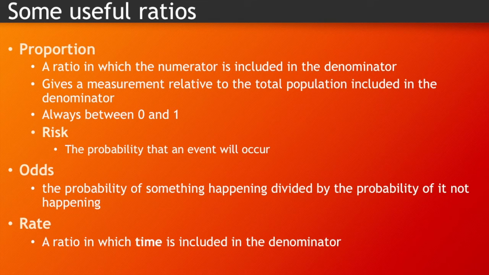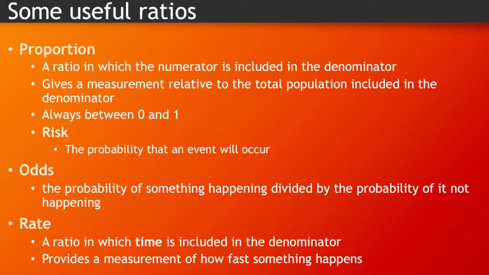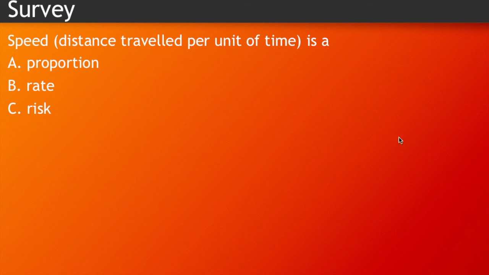And a rate is a ratio in which time is included in the denominator and provides a measurement of how fast something happens. Rates can have any non-negative value. Another survey question: speed, distance traveled per unit of time, is a proportion, a rate, or a risk?